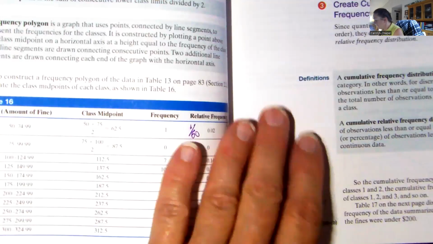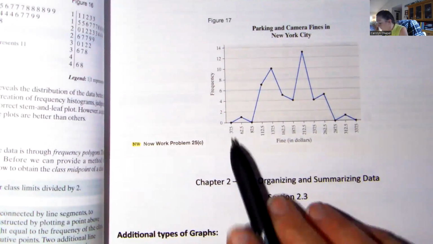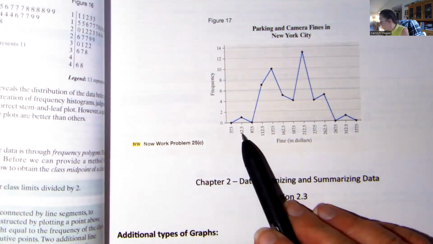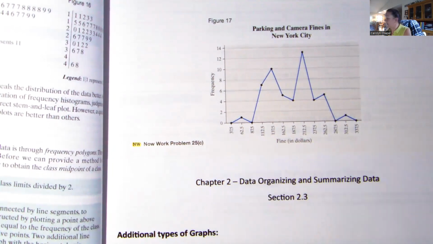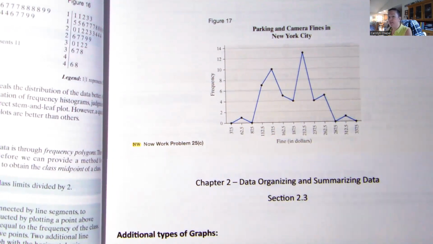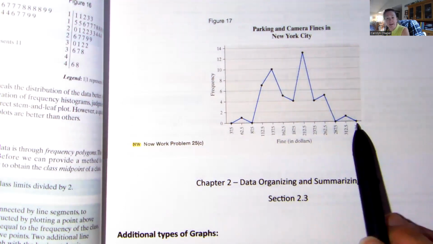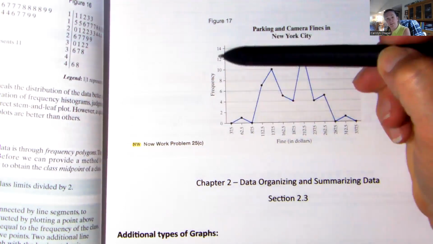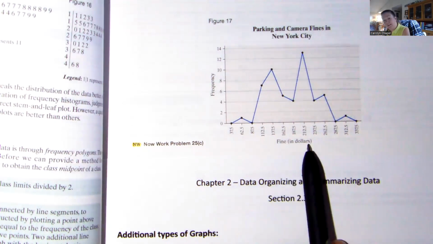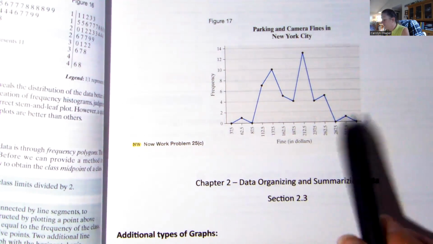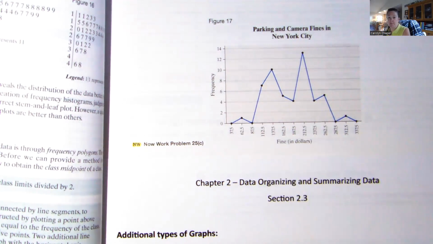So I'm going to show you the picture that they did, and you can see it. There it is. Okay, here's that 37.5, that midpoint at 62.5. I did it in conjunction with the histogram, so you can see the underlying histogram behind it. But this is considered a frequency polygon. Notice we have the frequencies along the side. We have our fine in dollars, and these are the midpoints of all of those classes. So we can see a shape showing up there.